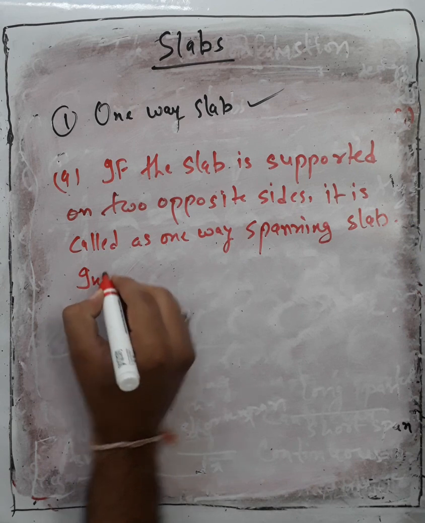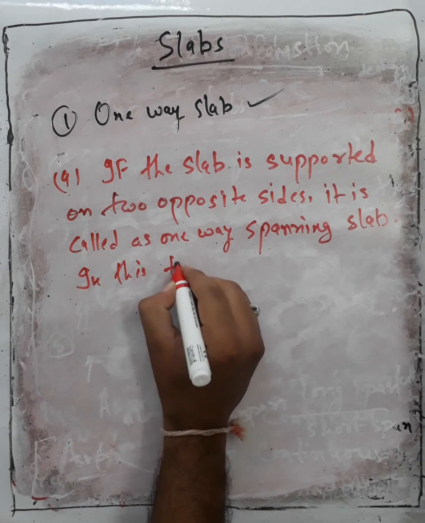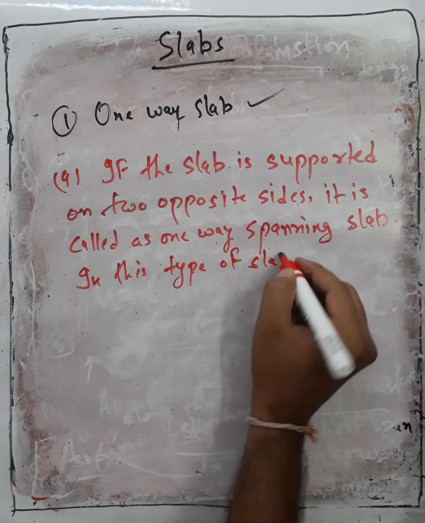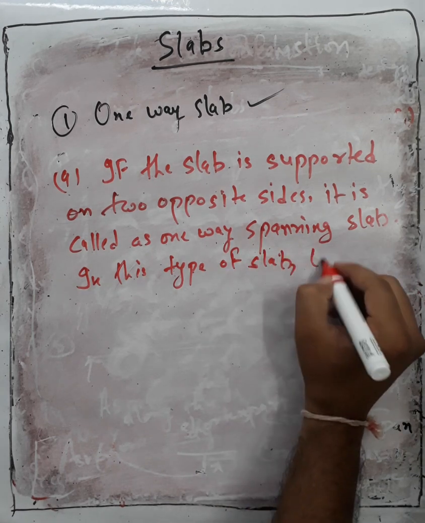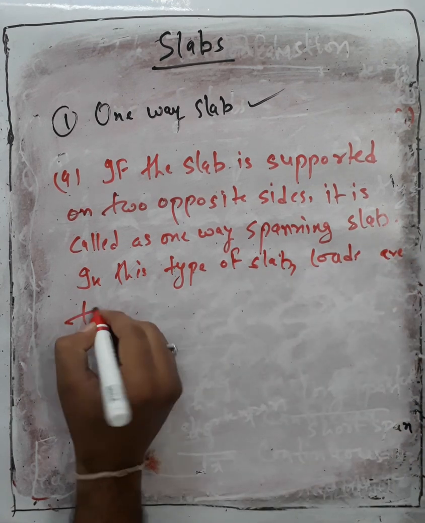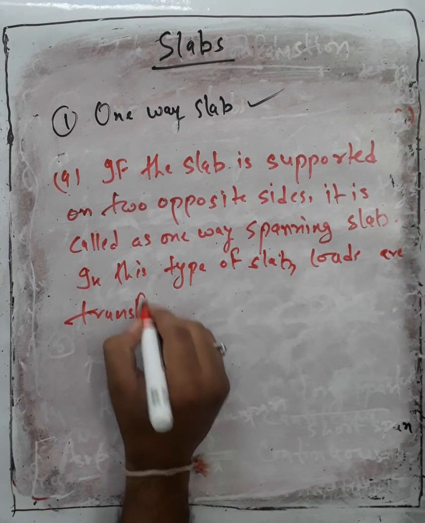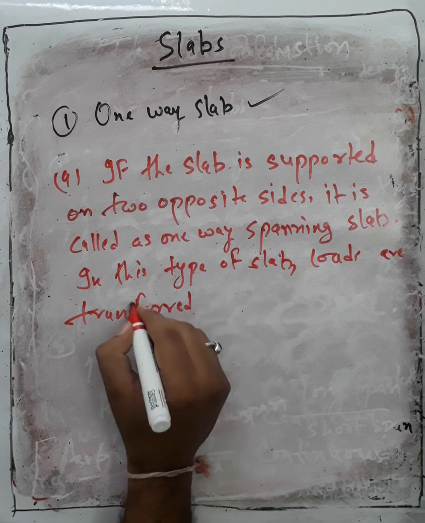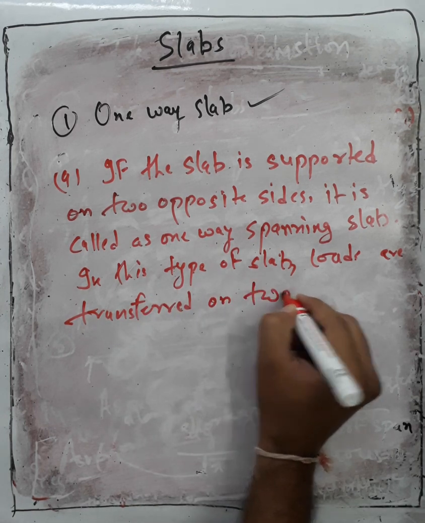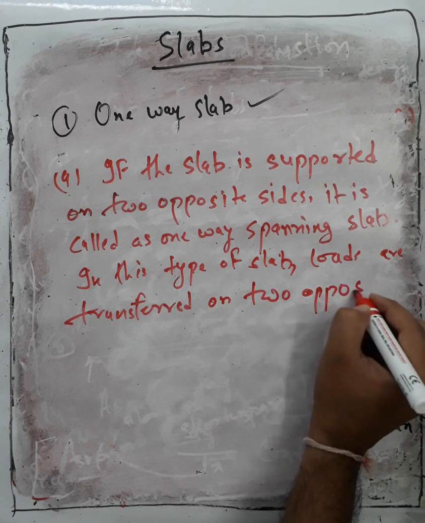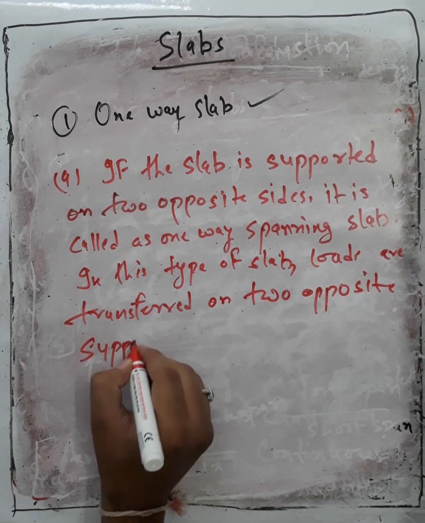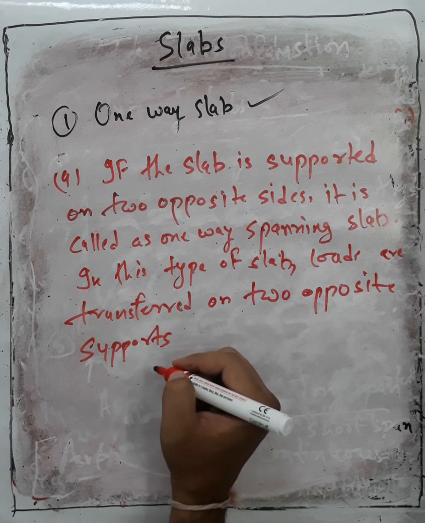In this type of slab, loads are transferred on two opposite supports, which we saw in the diagram.